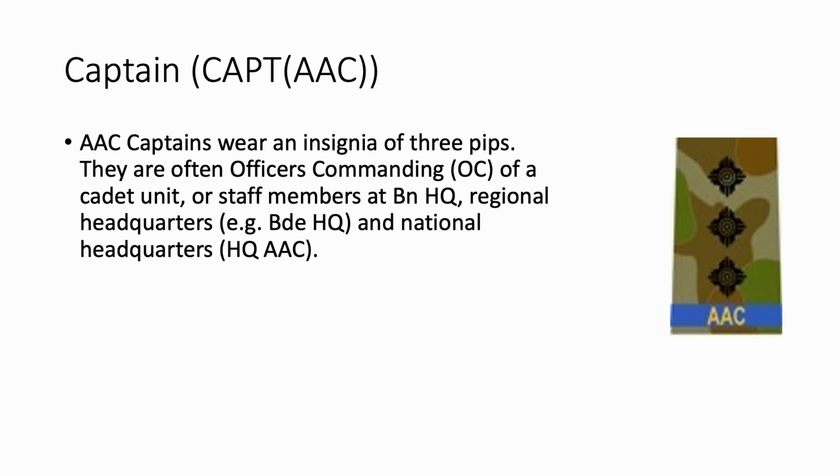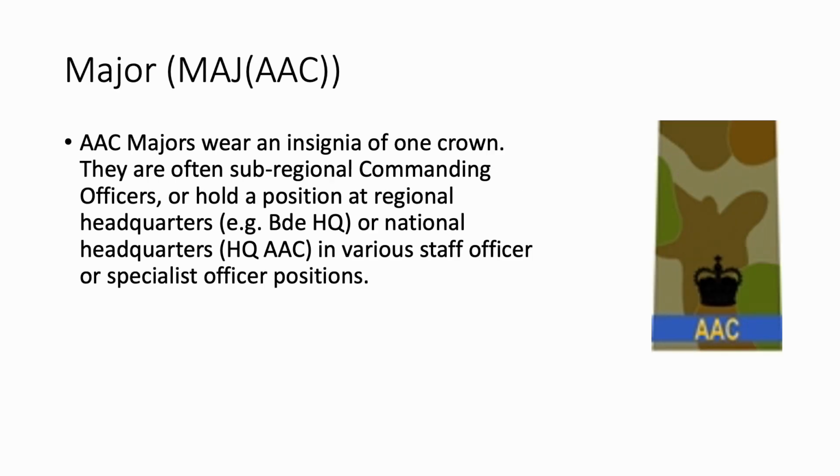Captain. Australian Army Cadet captains wear an insignia of 3 pips. They are often officers commanding of a cadet unit or staff members at battalion headquarters, regional headquarters, and national headquarters. Major. Australian Army Cadet majors wear an insignia of 1 crown. They are often sub-regional commanding officers or hold a position at regional headquarters or national headquarters in various other staff officer or special officer roles.